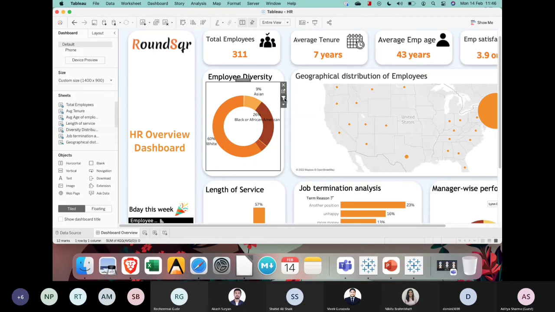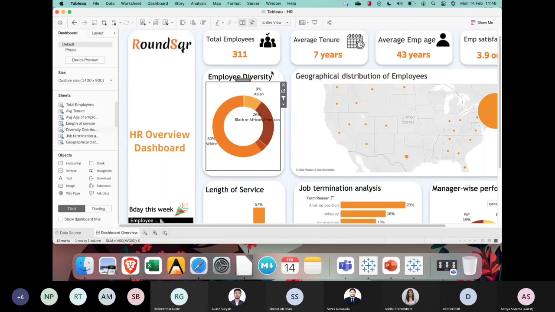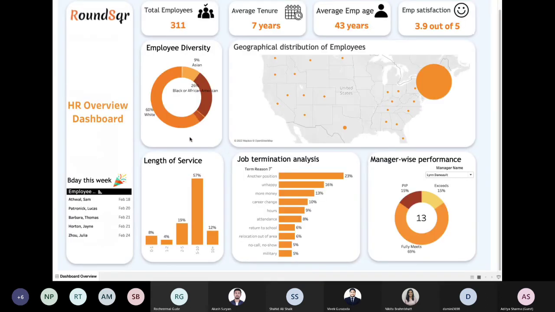Once I use this as a filter, every piece of information in the graph is going to be shown pertaining to that. So let us say that we are talking about the Black employees.